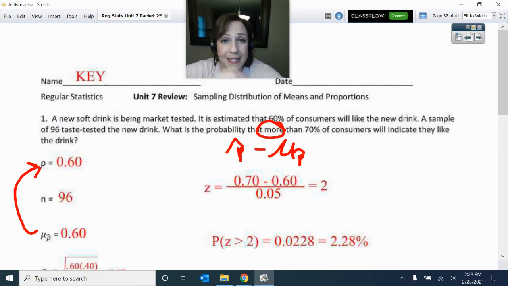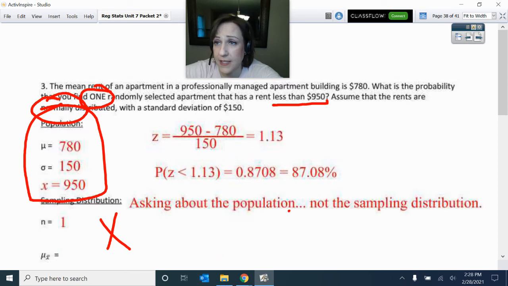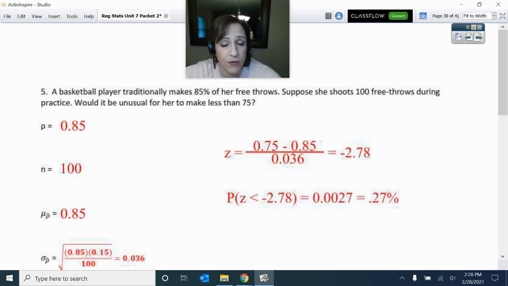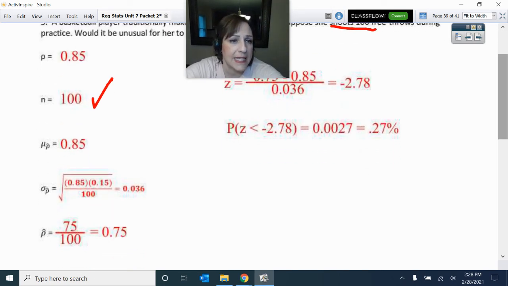And that's how we get that 73.57%. The last one that we will do on this review video is number 5, where a player makes 85% of her free throws, normally. There is a sample size of 100. Now, she shoots 100. So, again, this 85 is what I'm using here.